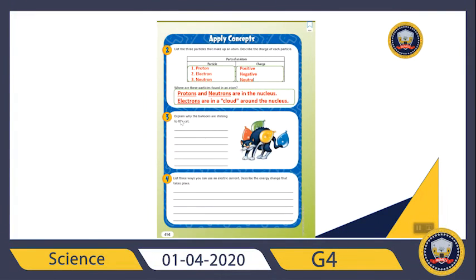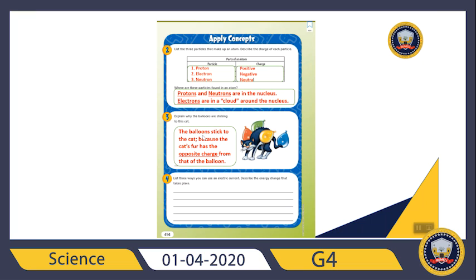So the second question, explain why the balloons are sticking to this cat. And you see this poor cat, why are those balloons attracted to this cat? Let's think together. Since they are attracted to the cat or sticking to the cat, it means that they have different or opposite charges. It means that the balloons have the opposite charge to that of the fur of the cat.